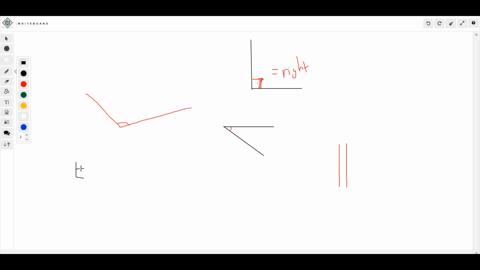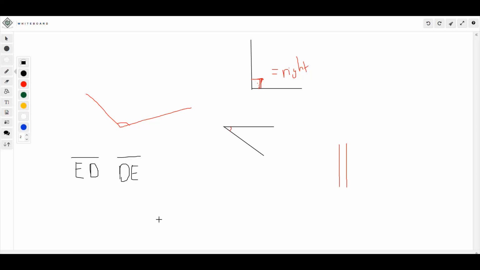You would take whatever letters there are, and because a line goes in both directions, it goes this way or this way, it doesn't matter if you do DE or ED, but you would label it. This is the way you would label it. Does that make sense? This is the symbol for line, and then these would be the letters showing what that line is called.